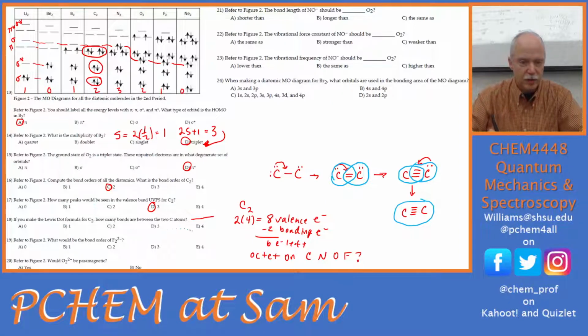And so then, let's go down here. How many bonds are between the 2 carbon atoms? Would be 4. And then refer to figure 2. What would be the bond order of F2, 2 minus? So if we put 2 more electrons in fluorine, it's isoelectronic with neon. And so then that would be a 0 bond order. And then refer to figure 2, would O2, 2 minus be paramagnetic? And so if we put 2 more electrons in oxygen, then no, everything's paired up. And so it would not be paramagnetic.